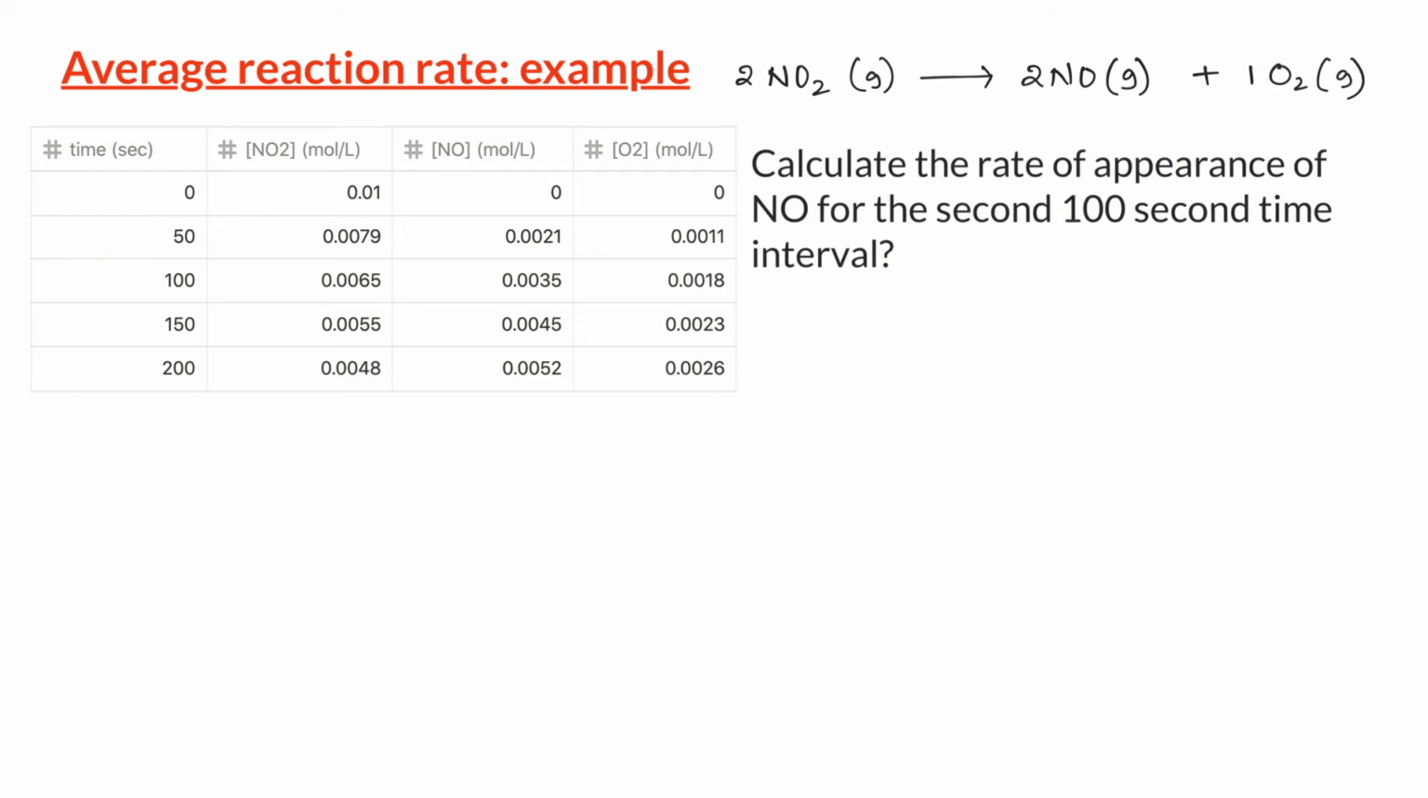Let us do one more question. Calculate the rate of appearance of nitric oxide for the second 100-second interval. Pause the video here and try to answer this question.